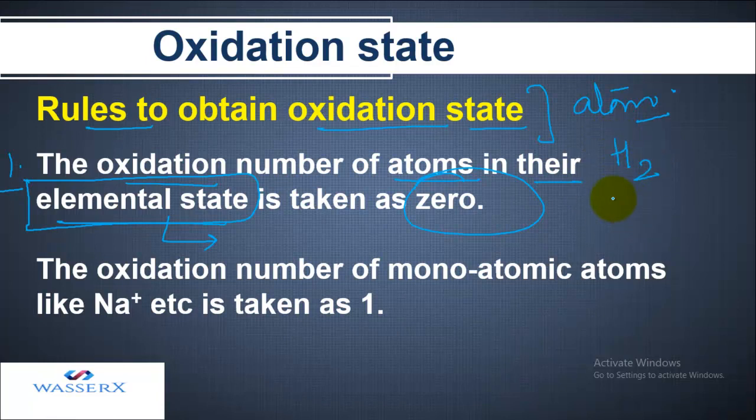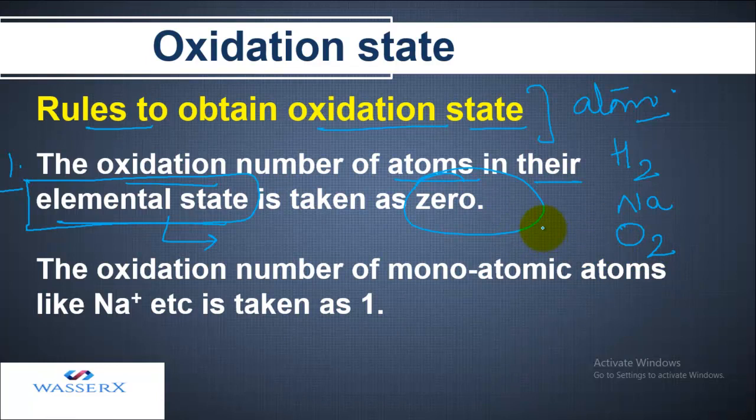Similarly, if I talk about sodium, how does it exist? It exists as Na. That is, it is monoatomic. Only one atom exists. It doesn't combine with any other atom. Similarly, let's look at oxygen. Oxygen exists as a diatomic molecule. That is, 2 atoms of oxygen combine to form a single molecule. So this is the elemental state for oxygen.